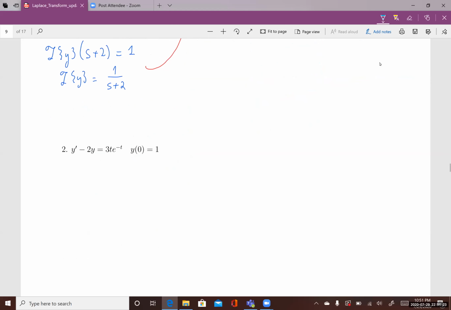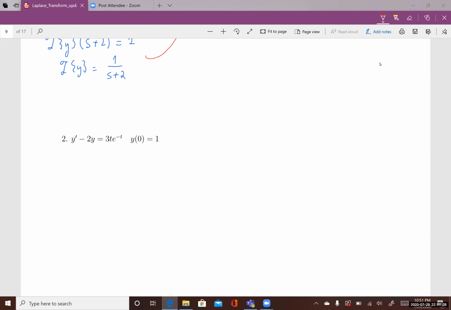How about the next example? Here you have, again, a first order differential equation, but this is a non-homogeneous equation. So let's see how we can tackle this problem. Again, first we just apply the Laplace transform to both sides. Then I break it down using linearity. And I have to find the Laplace transform of the right side.